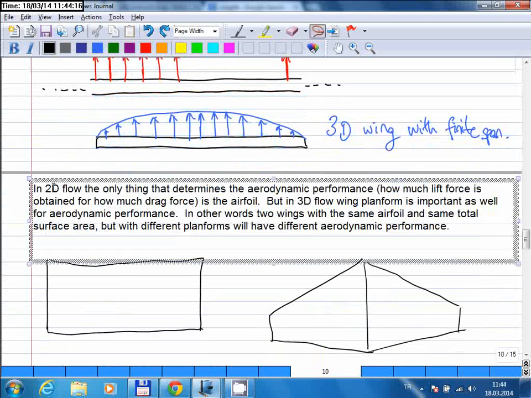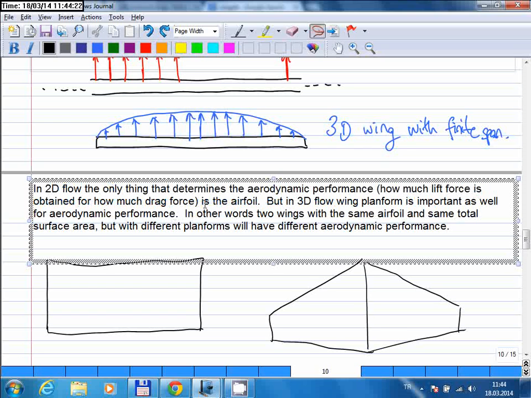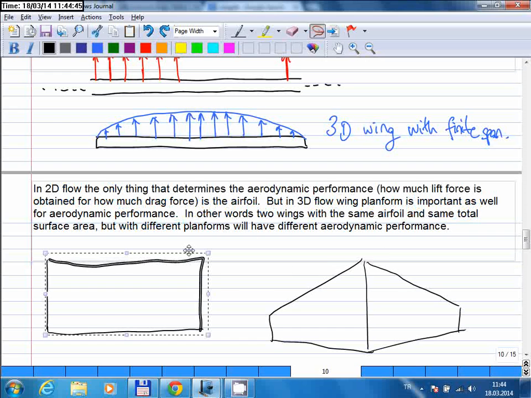Okay, so in two-dimensional flow, the only thing that determines the aerodynamic performance is the airfoil, but in a three-dimensional wing, the wing planform shape is important as well. In other words, if you have two wings with the same airfoil and same total surface area, if they have different planforms, then the total forces created will be different. Okay, so let's take a look at these two wings as an example.